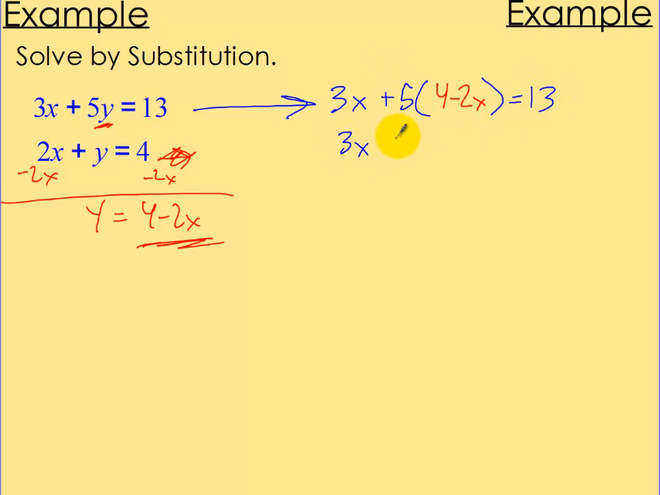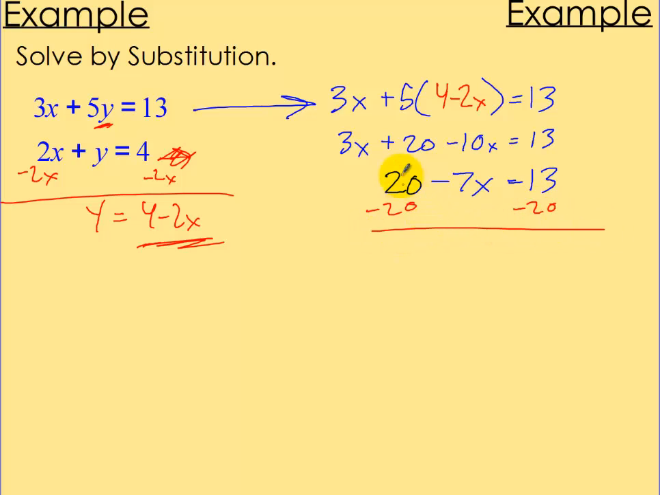Well, then let's solve for x. 3x plus 5 times 4 is 20, and 5 times negative 2 is minus 10x, equals 13. Combining like terms, 3x minus 10x combines to negative 7x. So you have 20 minus 7x equals 13. And I want to get rid of that 20, so subtract 20 on both sides. What you're going to get is negative 7x equals negative 7. Last step here, I divide by -7 on both sides. I'm going to get x equals +1.